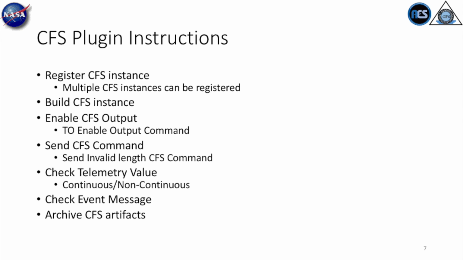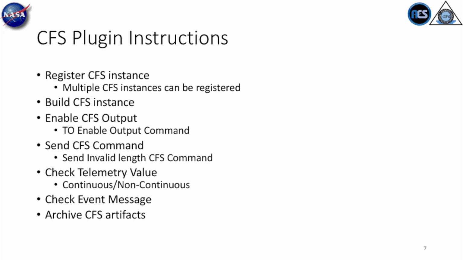Note that the register instruction receives a name for the flight software and attempts to load the configuration for that named target from the configuration file. Additionally, there is the build CFS instruction, which allows users to build their flight software according to the build configuration defined in the configuration file. Once the flight software is built and started, the enable CFS output instruction will send the necessary command to enable TO output to the defined IP import in the configuration file.